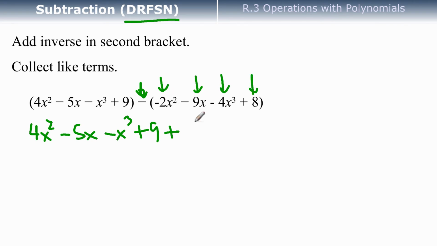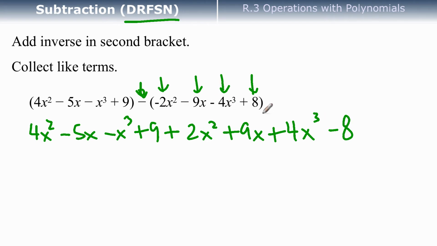So this is negative 2, it changes to a positive 2. Negative 9x changes to a positive 9x. Minus 4x cubed changes to a positive 4x cubed. And lastly, a positive 8 changes to a minus 8. Let me just check. That changes to a positive, positive, positive, negative. So every term changes. Now you do just exactly what we did before.